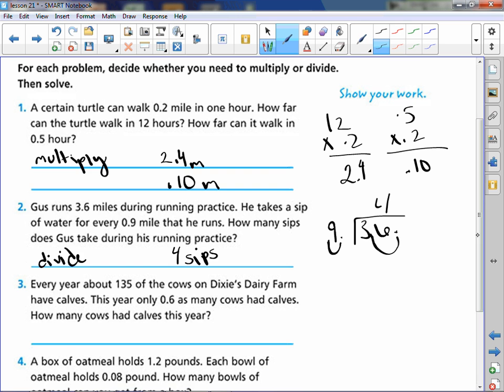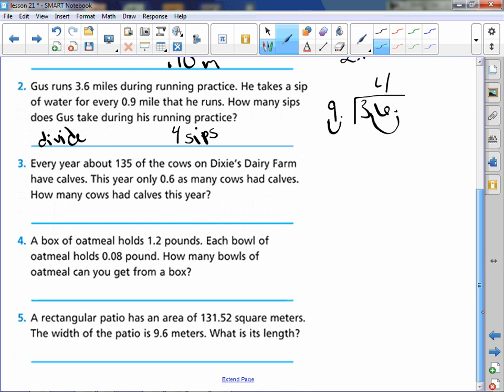Okay. Every year, about 135 of the cows on Dixie's dairy farm have calves. This year, only 6/10 as many cows had calves. How many cows had calves? Okay, well, if you divide a whole number by a fraction or a decimal, you're going to get a larger number. We don't want a larger number. We're going to multiply. 135 multiplied by 6/10.